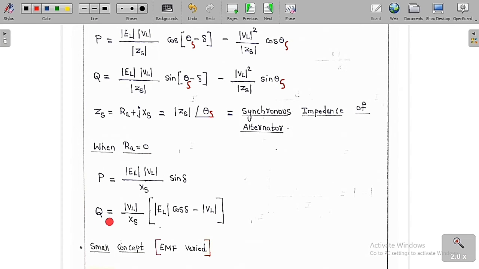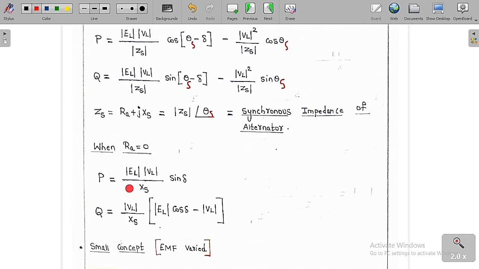So Q is nothing but the reactive power. The active power is equal to mod of VL by XS sin delta, and the reactive power is equal to mod of VL into mod of EL by XS into cos delta minus mod of VL square by XS. This is the equation that you are going to get after simplification. Therefore Q is equal to mod of VL into mod of EL by mod of XS into cos delta minus mod of VL square by XS.